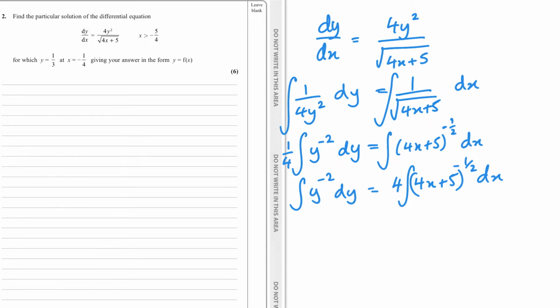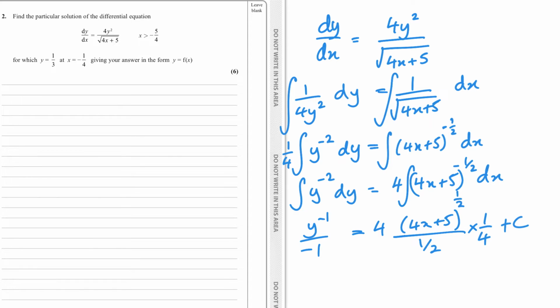Now, integrating my y to the -2, add 1 to my power, divide by my new power. My second part now, so I'm going to add 1 to the power, so it's going to become a half, divide by the new power. Then I also need to divide by this differentiated. So this differentiates to 4, I need to divide by 4, which is multiplying by a quarter. And then of course I got my plus c.